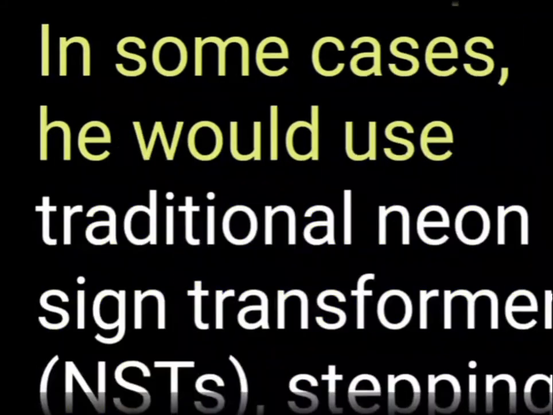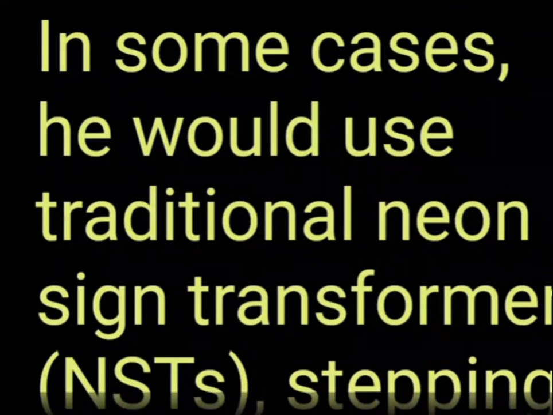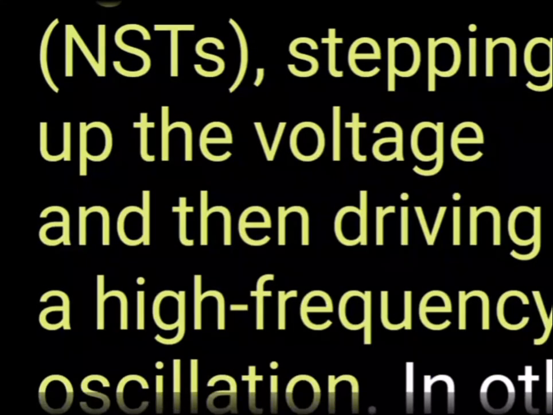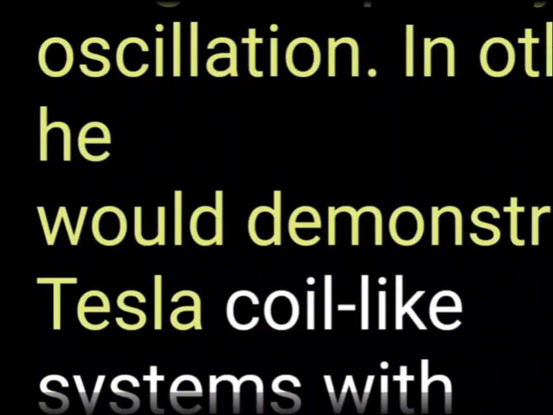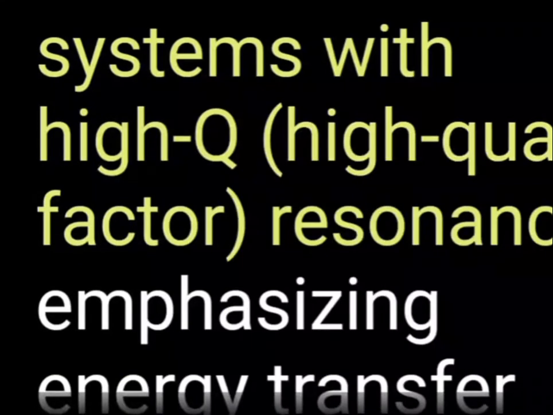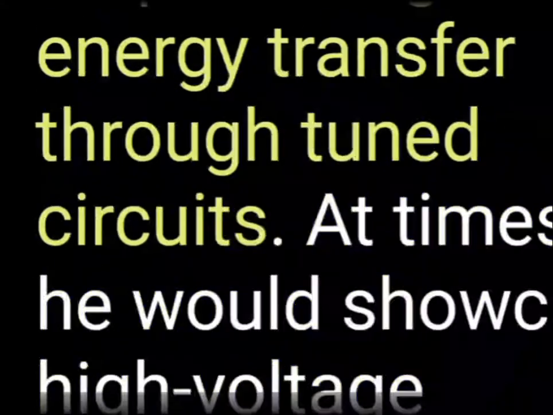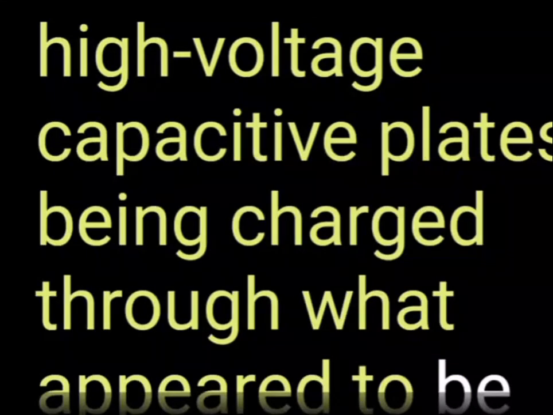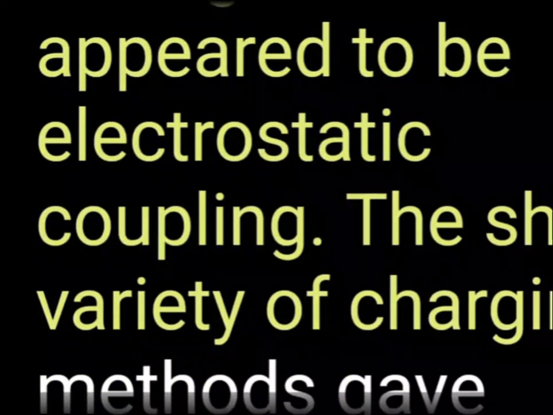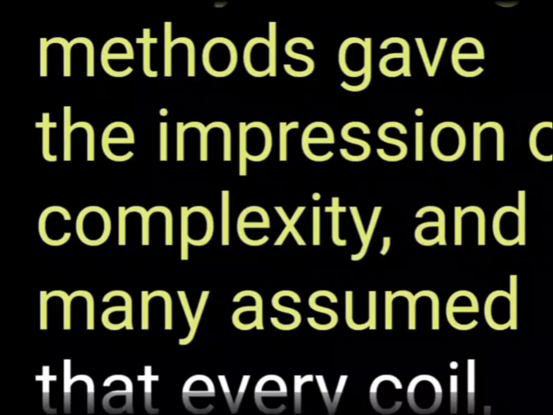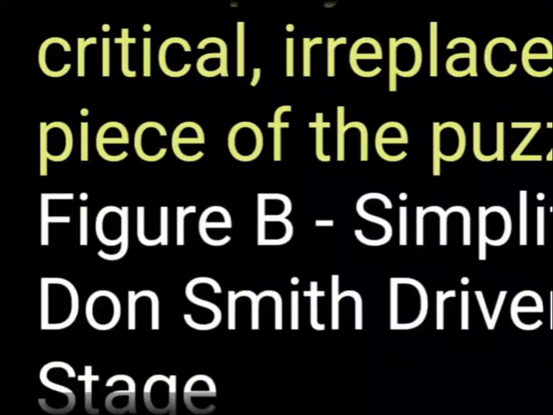In some cases, he would use traditional neon sign transformers, NSTs, stepping up the voltage and then driving a high-frequency oscillation. In others, he would demonstrate Tesla coil-like systems with high Q, high-quality factor resonance, emphasizing energy transfer through tuned circuits. At times, he would showcase high-voltage capacitive plates being charged through what appeared to be electrostatic coupling. The sheer variety of charging methods gave the impression of complexity, and many assumed that every coil, transformer, or circuit configuration he displayed was a critical, irreplaceable piece of the puzzle.